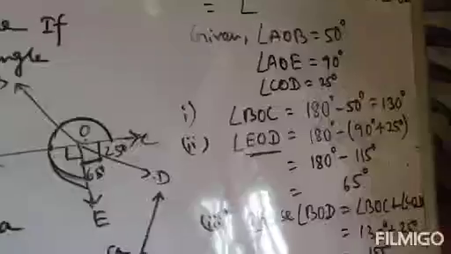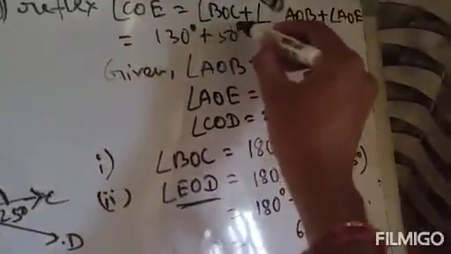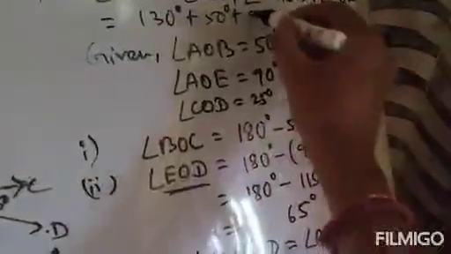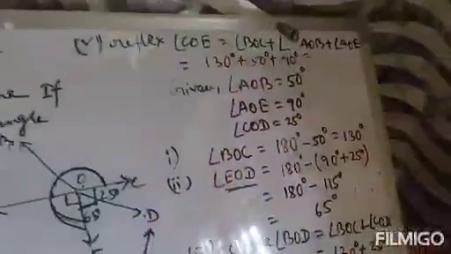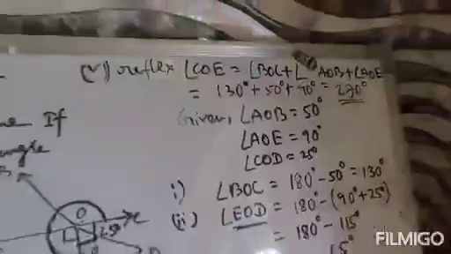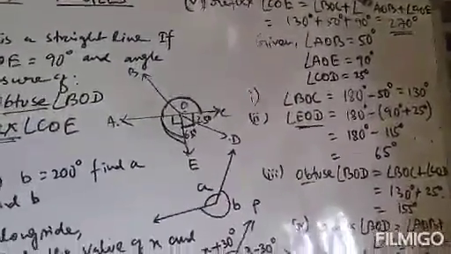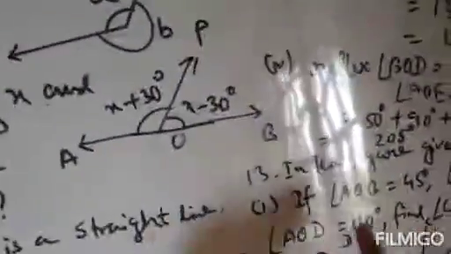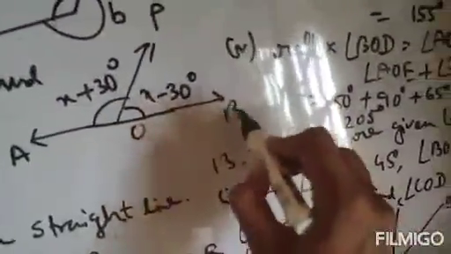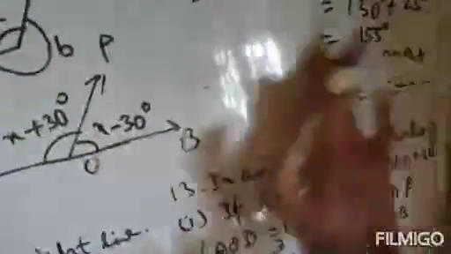So BOC is 130 degrees. AOB is given as 50 degrees, and AOE is given as 90 degrees. So just add. Now 130 plus 50 is 180. 180 plus 90 is 270 degrees. Now see, its range is between 180 degrees and 360 degrees. So your answer is: reflex angle COE is 270 degrees. Clear? So that's the solution of part 1 of the question. Next question.